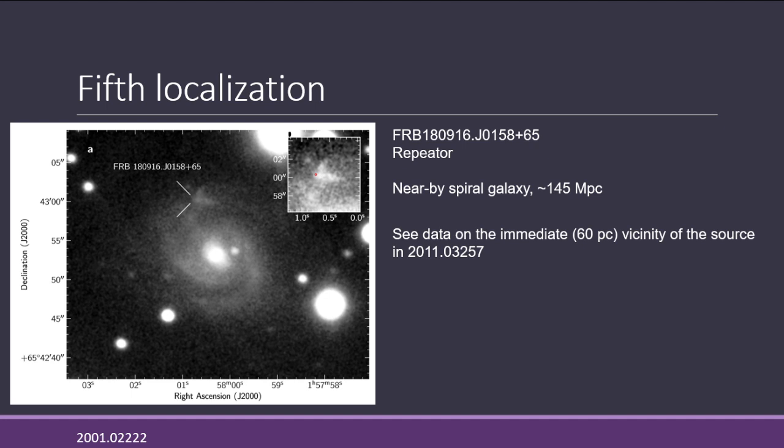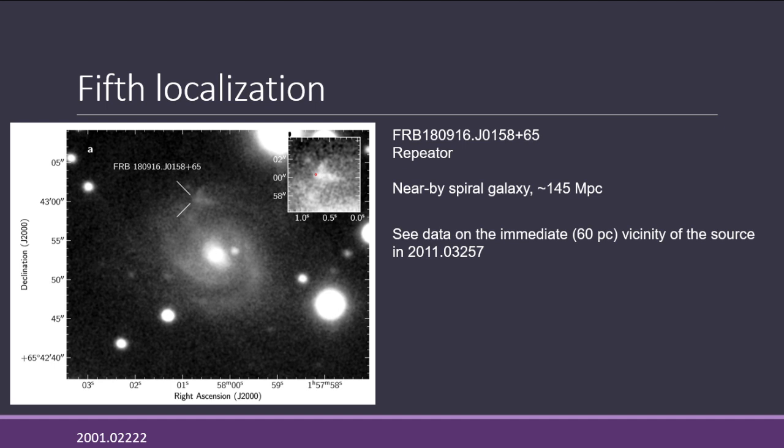But I'll mention just two localizations which seem to be very important. So this is the first example. Actually, it was the fifth localization, as you see in the title of the slide. The source was a repeater. It continues to emit fast radio bursts. We see them. It is situated in a spiral galaxy, as you see, with large star formation, and at that time it was the closest source of FRBs.